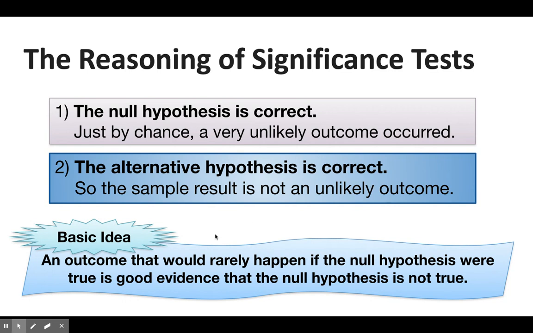But again, the whole driving idea is that an outcome that would rarely happen if the null hypothesis were true is good evidence that the null hypothesis is not true. So I'll say that again. An outcome that is unlikely to happen if the null hypothesis was true is good evidence that the null hypothesis is not true.